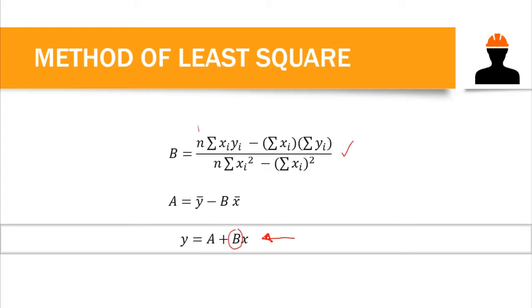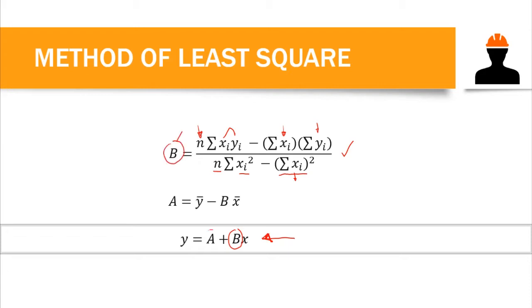We have n, here is the number of samples, then the summation of the product of x and y, minus the summation of variable x times the summation of y variable, all over the number of samples times the summation of the squared x variable minus the squared of the summation of the x variable. So that's how we compute for the value of b.